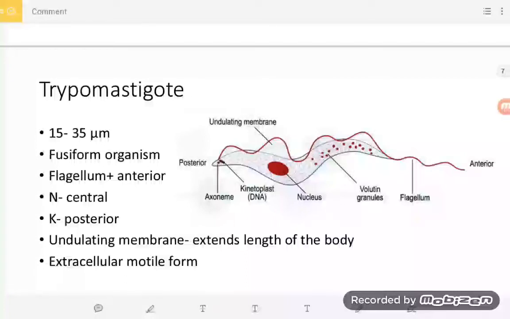So here, that is the thing you have to consider. Label the undulating membrane pink or red color, the kinetoplast also red color, and in front of the kinetoplast you can see the axoneme. At the center you can see the nucleus, red or purple or pink color. And especially in the trypomastigote form, you can see the volutin granule inside the cytoplasm. You have to label the flagellum anteriorly, one flagellum, and the cytoplasm is blue color, light blue color. You have to label the cytoplasm also.